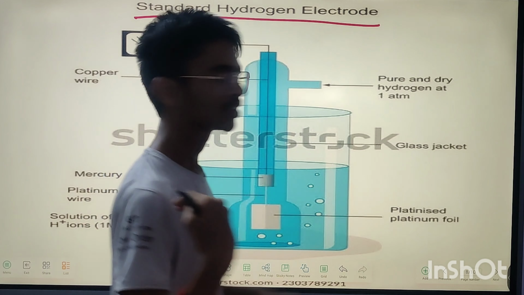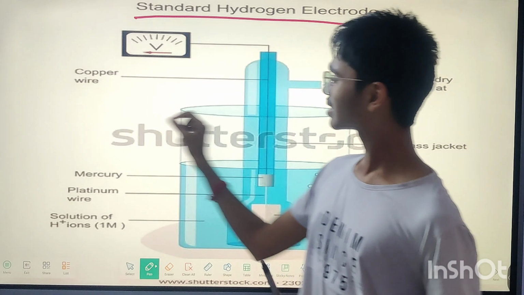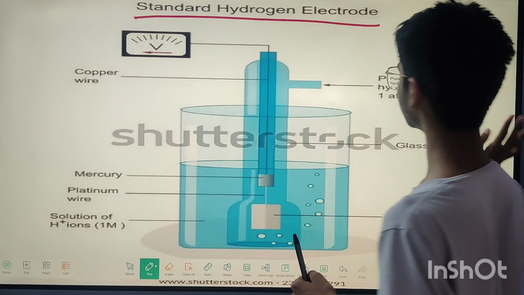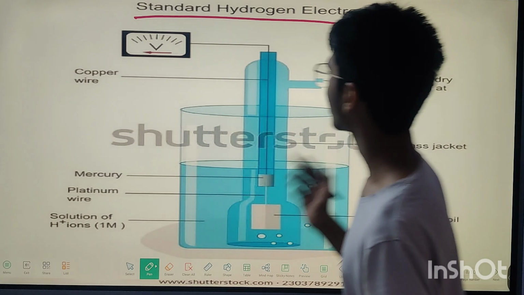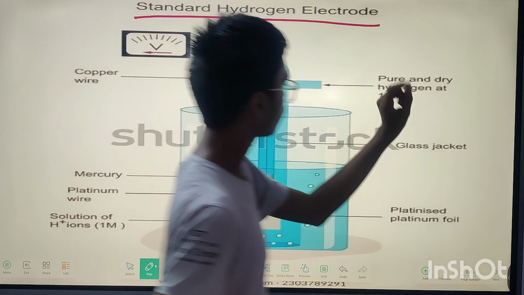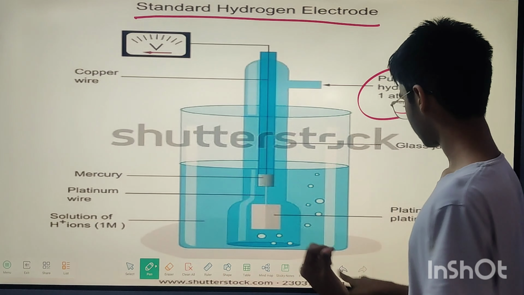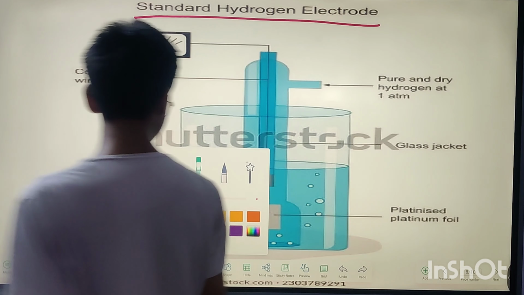I'm so sorry for the screen color change. I cannot find an image which has this black color background. Everything is having just white color, so I had no option. I have to do it like this only. See, if you just check it out, this is the image. A pure and dry hydrogen gas is being passed under these circumstances.